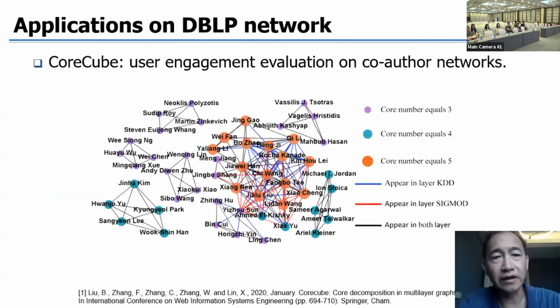Finally, we can see the applications on DBLP networks. In DBLP networks, typically there are different types of nodes, like in this case, the core number equals 3, core number equals 4, core number equals 5, and so forth, and different edges. So we can display those different types of edges and nodes by the calculation first, and then we use different colors to display them.